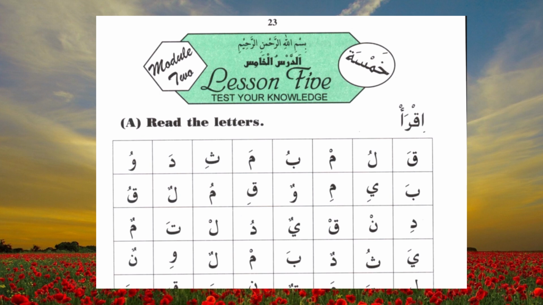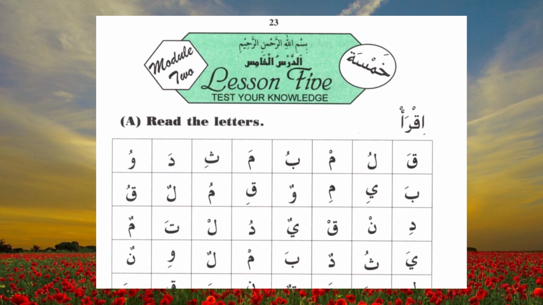The first exercise that we see here on page 23 is A, read the letters. And as we know, the word read is ikra. So ikra means read. Ikra al-huruf would mean read the letters. Right, now as you know, we read from right to left in Arabic.